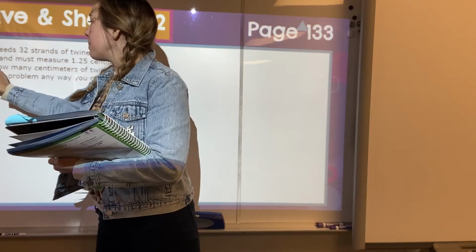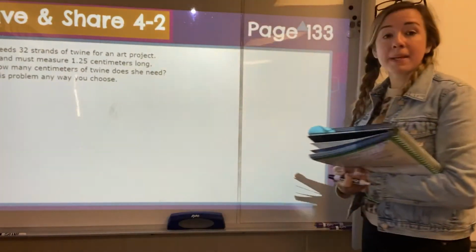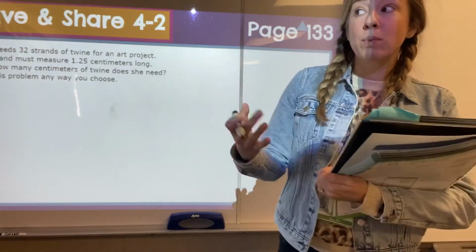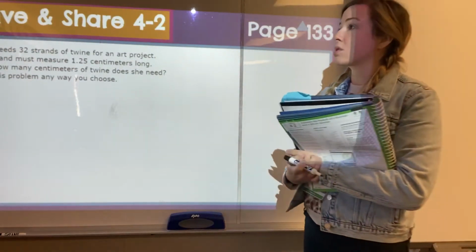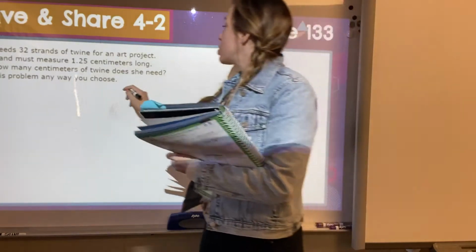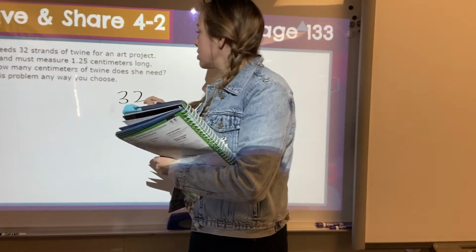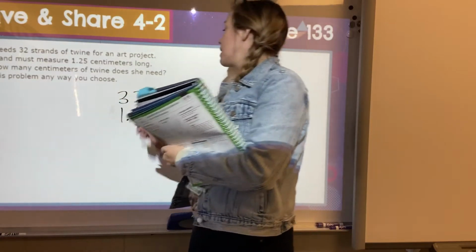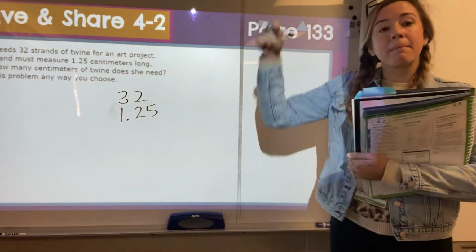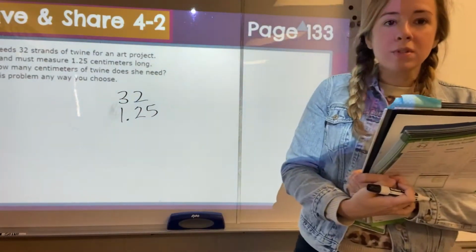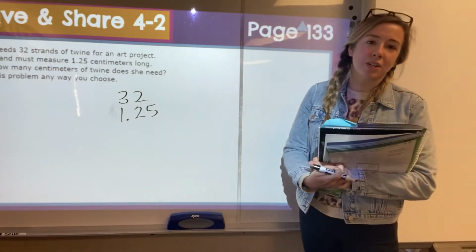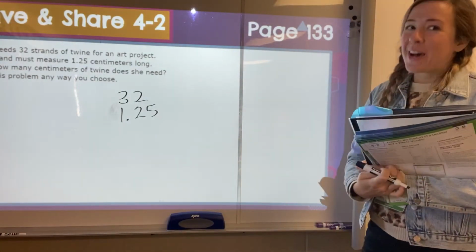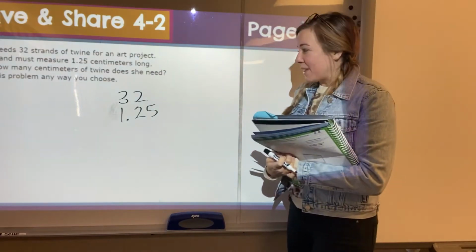So we really need to pay attention to the "about" right there because that's going to tell us that we need to estimate in order to solve. So she needs about 32 strands of twine and each one needs to be 1 and 2,500. So go ahead and pause the video here, see if you can round and find an estimated answer. Okay. Let's go ahead and work through this together.